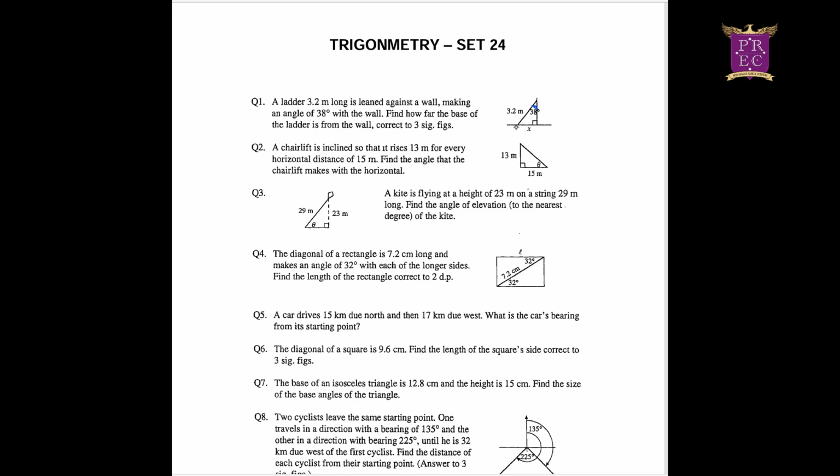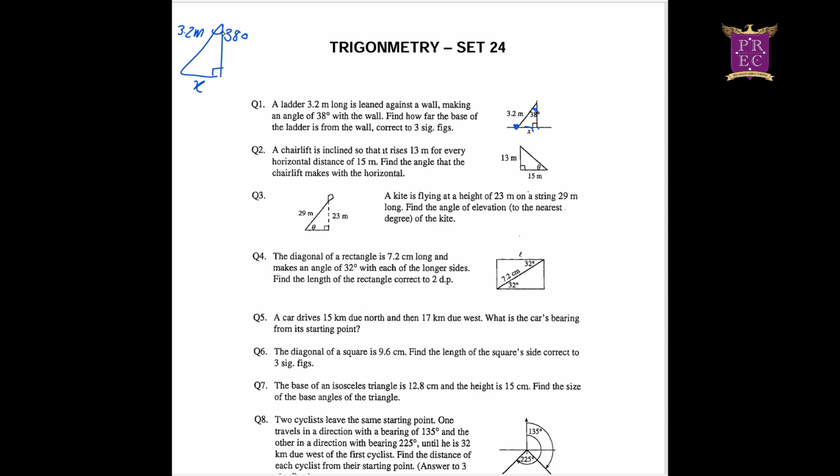So base of the ladder is here, the wall is here, and we're supposed to find x. So what do we know so far? We know the hypotenuse is 3.2, which is the length of the ladder. We also know the reference angle, which is 38 degrees, and we're looking for the opposite, right? So our triangle looks something like this: 38 degrees, the right angle, and 3.2 meters being the hypotenuse. All right, so we've got opposite, hypotenuse, and the angle.